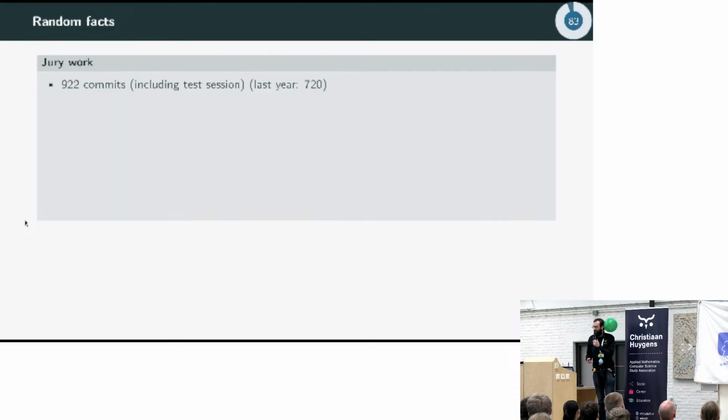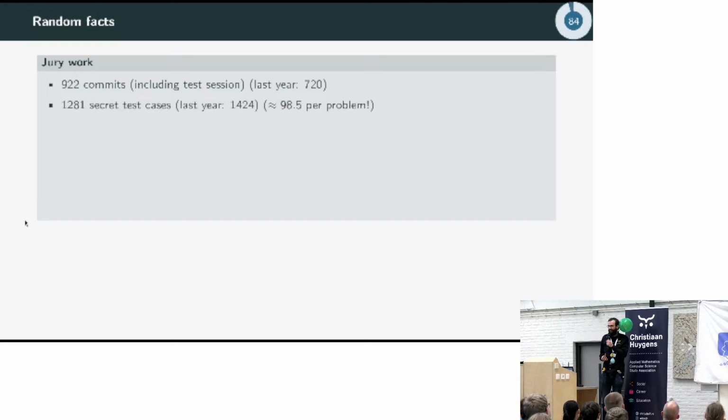Some more statistics. So we had many jury members this year, as I've now already mentioned, which means we also had many more commits this year to our repository, almost 1,000. So let's see if we break that magical boundary next year. We had 1,281 secret test cases, which is slightly less than last year, but still almost 100 per problem.